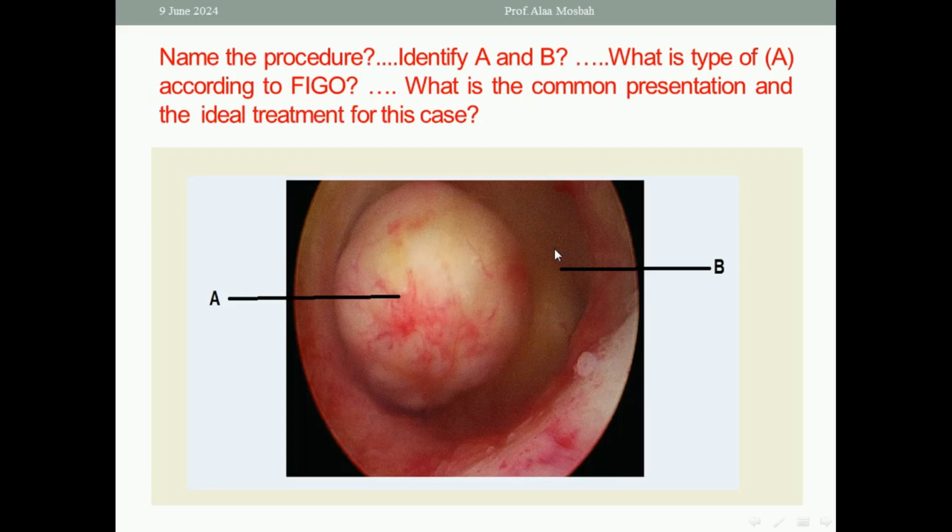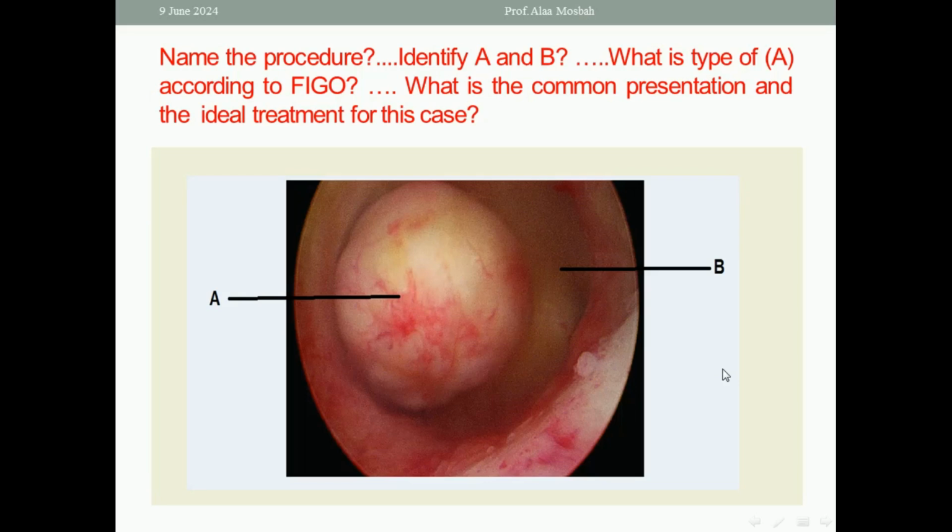Okay, with no other pathology. And the pathology here is type 0 leiomyoma. What is the common presentation and the ideal treatment for this case? The patient commonly complains of heavy menstrual bleeding, or the old name menorrhagia. Also, she may complain of colic, uterine pain.